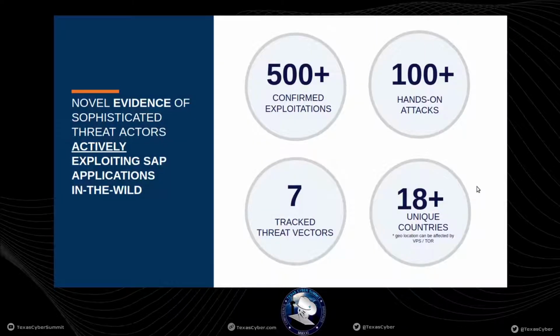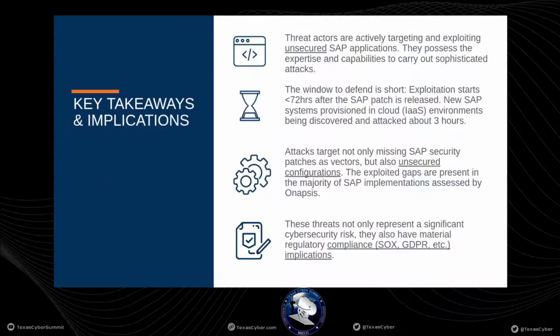We have kept track of 7 threat vectors, and as a result of our threat intelligence campaign, we have evidence of more than 500 confirmed exploitations, with more than 100 with the attackers with their hands on the keyboard trying to access the data or exploring the system. And as key takeaways and implications, the threat actors are actively targeting and exploiting unsecured SAP applications, and some of them possess a lot of expertise and capabilities to carry out really sophisticated attacks.